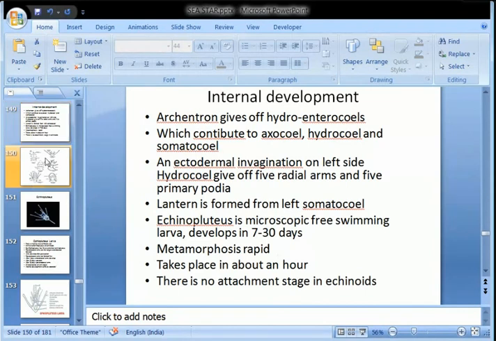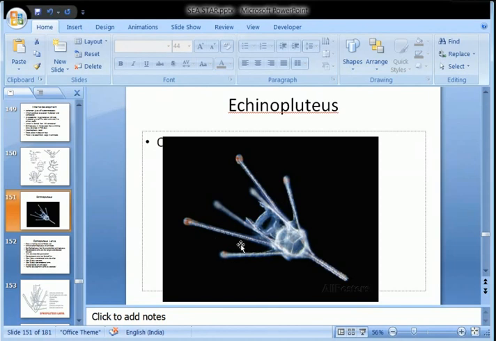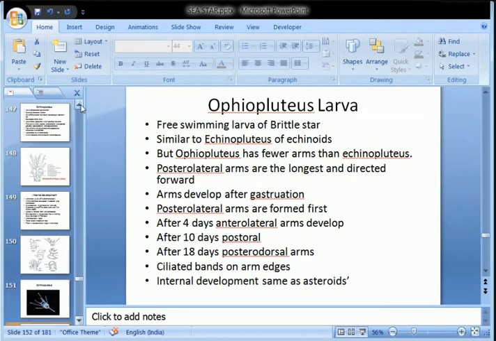So let's come back to this here. This is a kind of 3D picture of echinopluteus. So arms are of comparable length in this case. Now Ophiopluteus, this is again a free swimming larva of brittle star. Sorry, we were talking about echinopluteus. So echinus, sea urchin, right? And then we want to talk about the brittle star one.